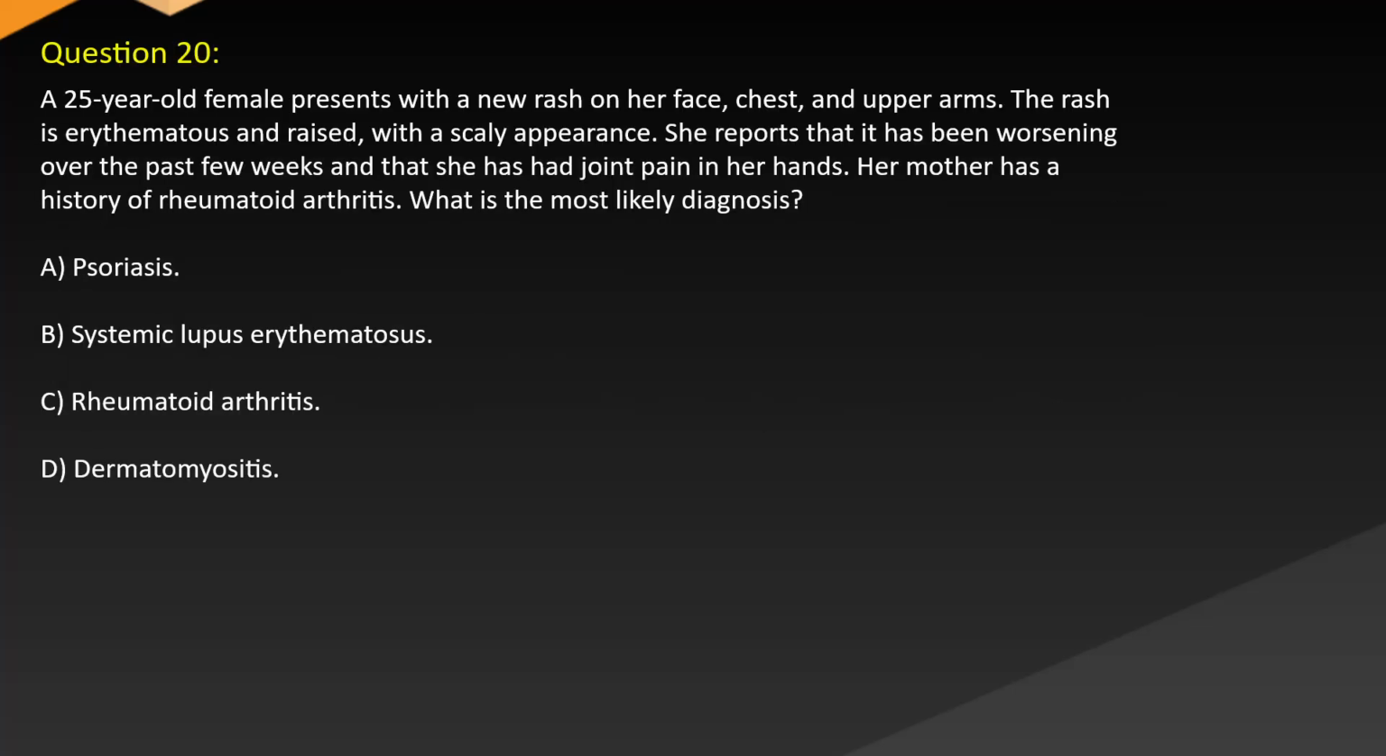Question 20. A 25-year-old female presents with a new rash on her face, chest, and upper arms. The rash is erythematous and raised, with a scaly appearance. She reports that it has been worsening over the past few weeks and that she has had joint pain in her hands. Her mother has a history of rheumatoid arthritis. What is the most likely diagnosis? A. Psoriasis. B. Systemic lupus erythematosus. C. Rheumatoid arthritis. D. Dermatomyositis.